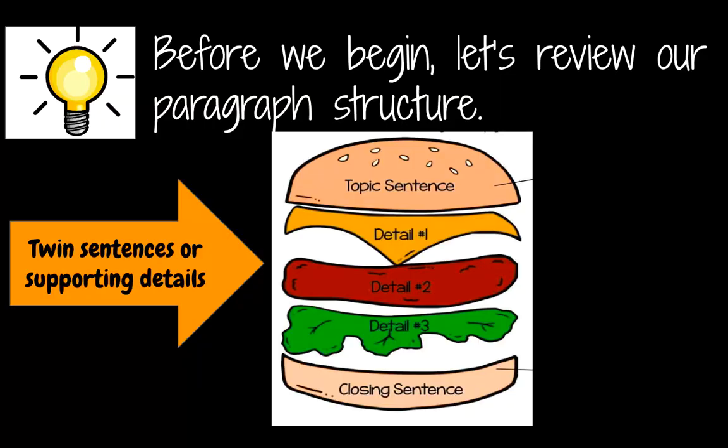Before we begin, let's review our paragraph structure. We always start with the topic sentence. The topic sentence introduces the topic. Then we have details. I usually write 3 details in my paragraph. I can turn those details into twin sentences. Finally, our paragraph ends with the closing sentence.